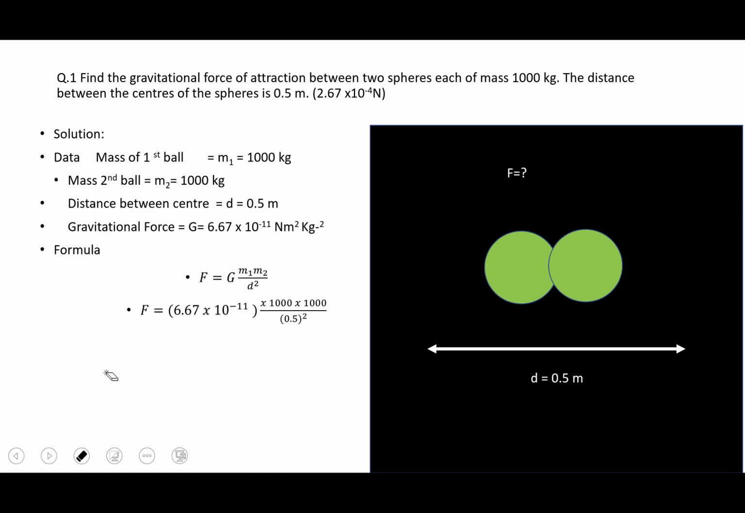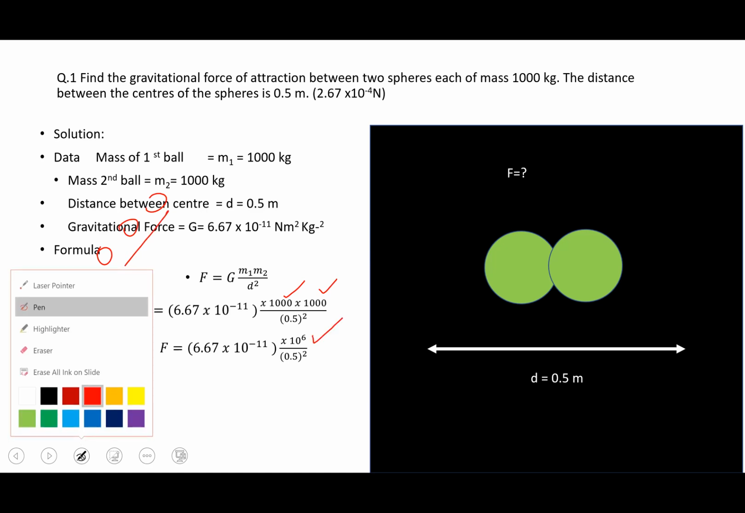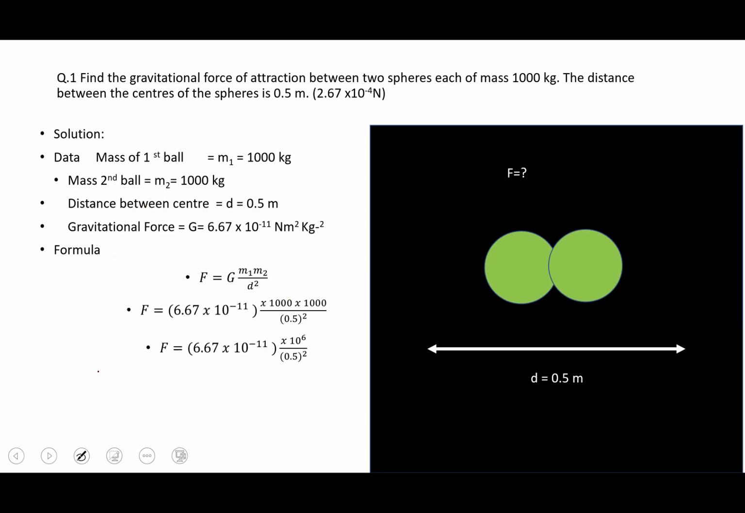So here we go. The value of G is 6.67 into 10 to the power minus 11 into 1000 into 1000 divided by 0.5 whole squared. When we multiply this thousand and this thousand, that will be equal to 1 followed by zeros. How many zeros are there? 6. So we can write it as 10 to the power 6. This way it is much easier for us to write the whole thing.